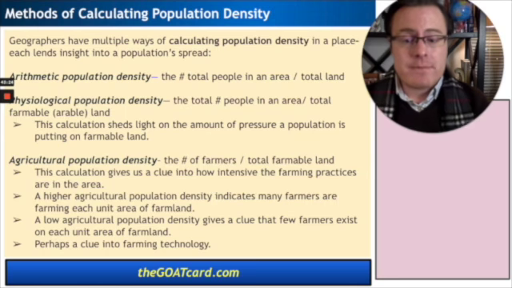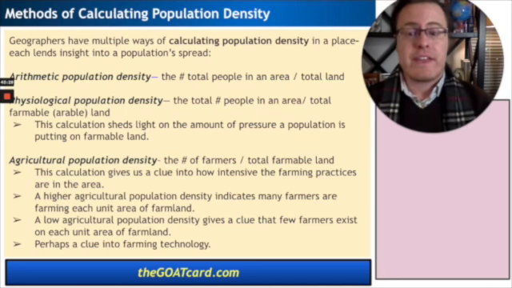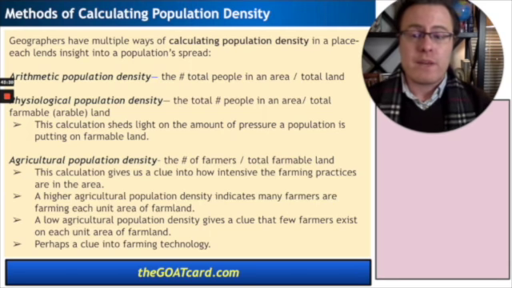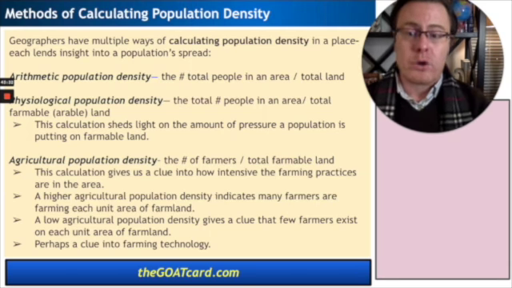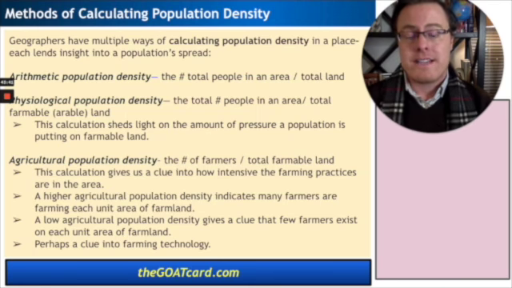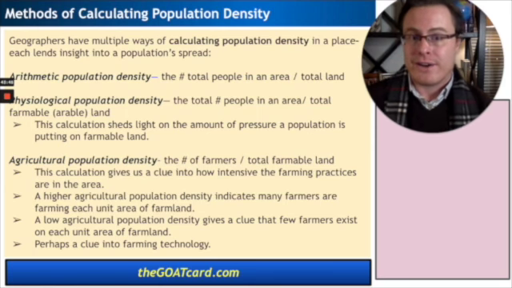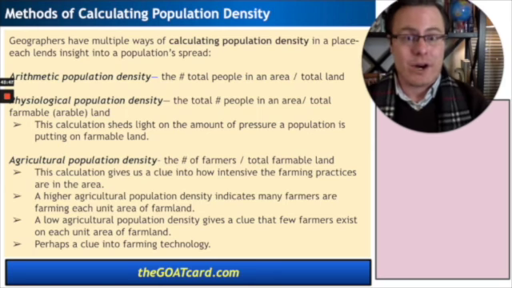And this is perhaps a clue into farming technology. So if we look at the amount of farm output and we see that there is a low agricultural density and a high amount of output, that indicates that the farming practices in that area are probably technologically advanced, if there are few farmers per unit area of farmland, but a lot of farm output.